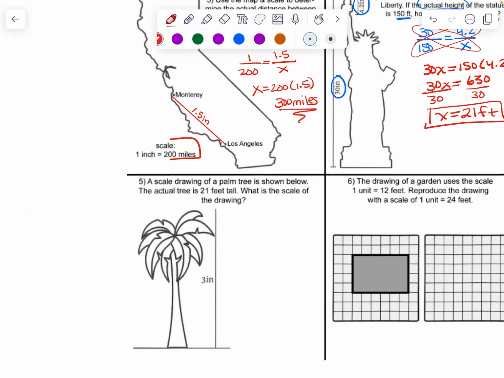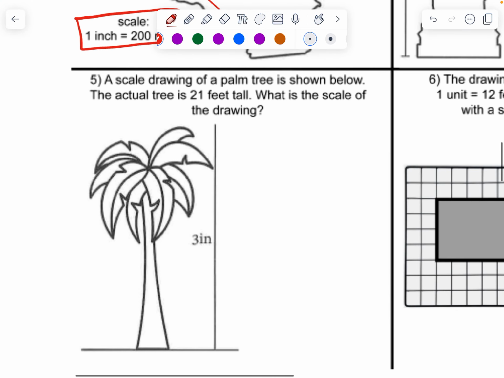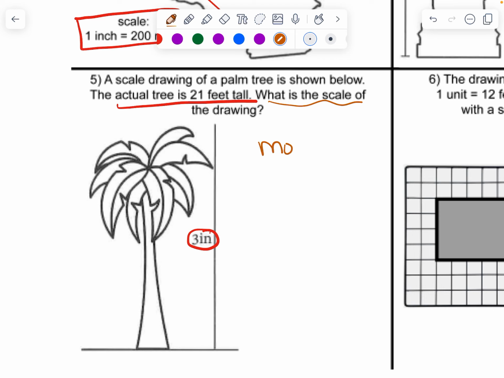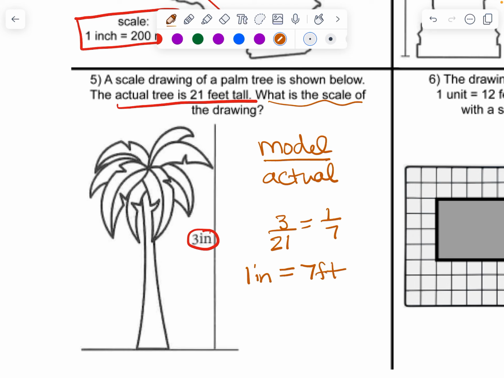All right, we're getting close here. This one says a scale drawing of a palm tree is shown below, and the scale drawing is 3 inches tall. But the actual tree is 21 feet tall. And all they're asking us here is, what is the scale? So the scale is just a comparison of the model measurement to the actual measurement. So we're gonna put the model measurement over the actual measurement. And you can simplify that to 1/7, or you could say that 1 inch on the model equals 7 feet in real life. So we could have it like this or like this.